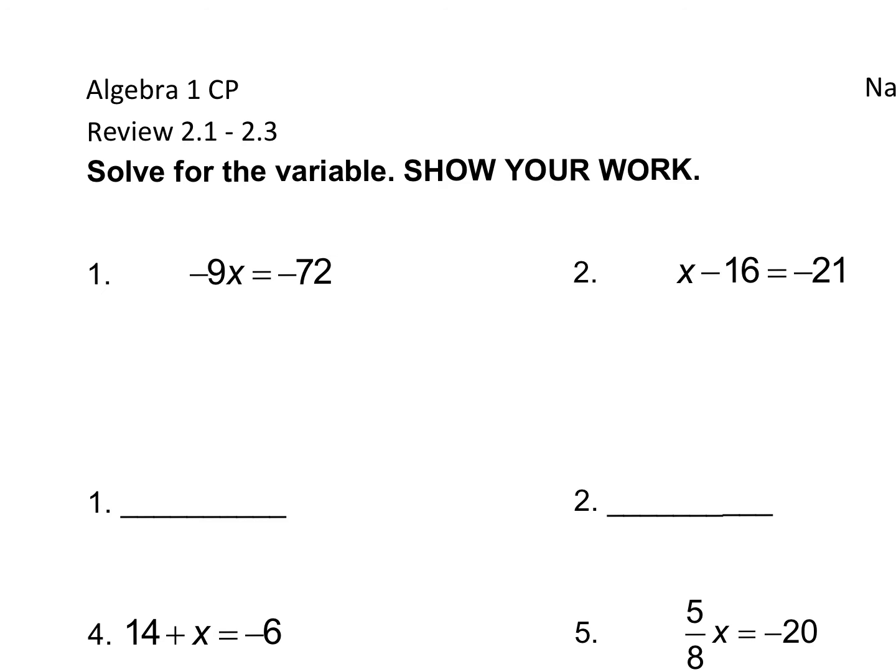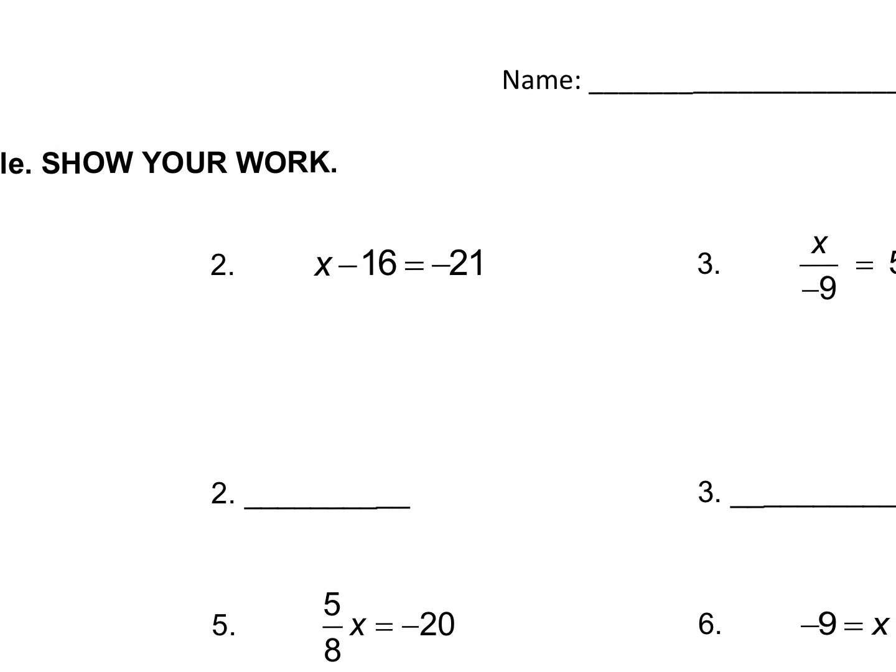So for the first one, we've done plenty of problems like this. We know to solve for x, we are going to undo multiplication. We divide, so we divide by -9, those cancel. Negative turns positive, 72 over 9 equals 8. Moving on to here, undoing subtraction, we want to add 16, cancel, x equals -21 plus 16, which will give us -5.